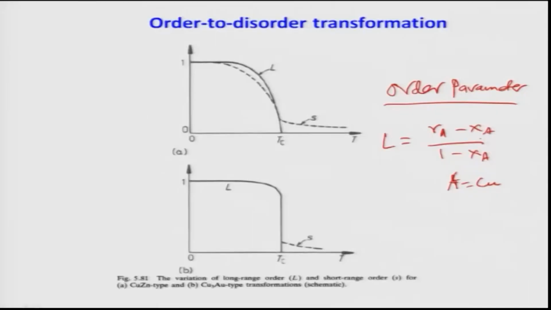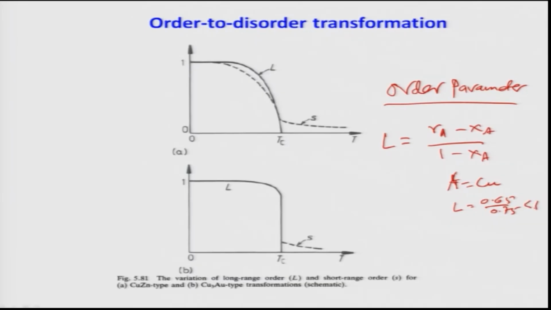Therefore, R_A is also a fraction, and X_A is already a fraction because X_A is the mole fraction of the alloy. In the case of Cu3Au, X_A is equal to 0.25. So if R_A is, suppose, 0.9, meaning 90% of the sites are occupied by the gold atoms, then it is 0.9 minus 0.25, that becomes 0.65, divided by 1 minus 0.25, which is 0.75. So the long-range order parameter becomes 0.65 by 0.75, that is again a fraction. That is actually the long-range order parameter.